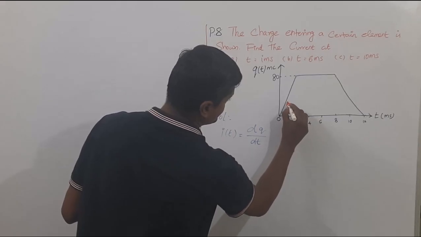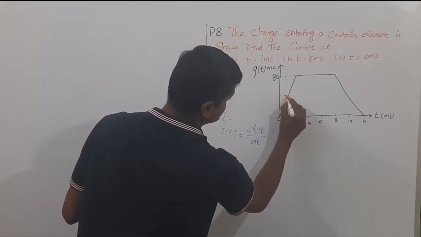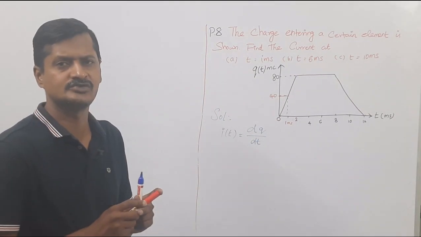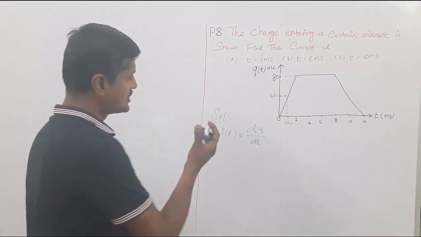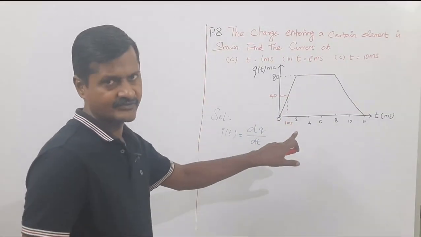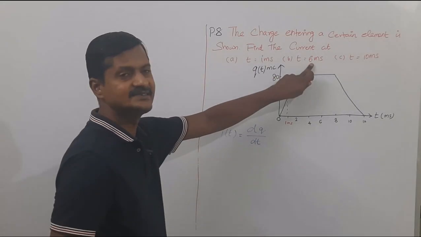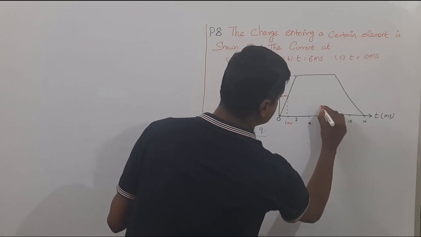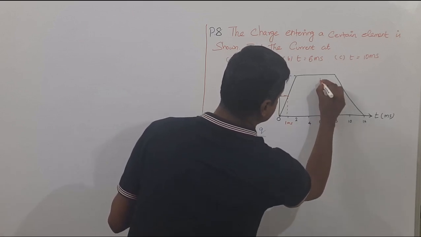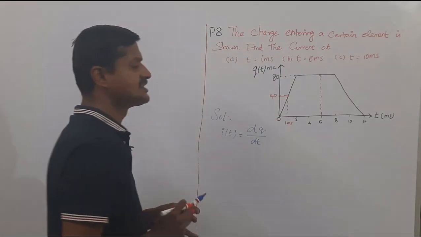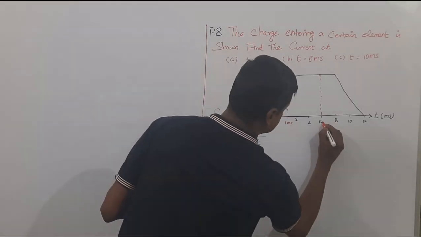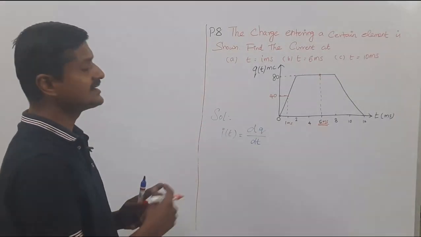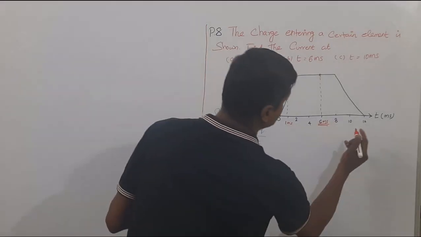So time given is 1 millisecond. What is the charge? Simply touching here, that is 40. So the charge is equal to 40 at 1 millisecond. Next, after that, the 6 millisecond. Where is the 6 millisecond? This is at 6 millisecond. Next, at 10 millisecond. What is 10 millisecond? This.